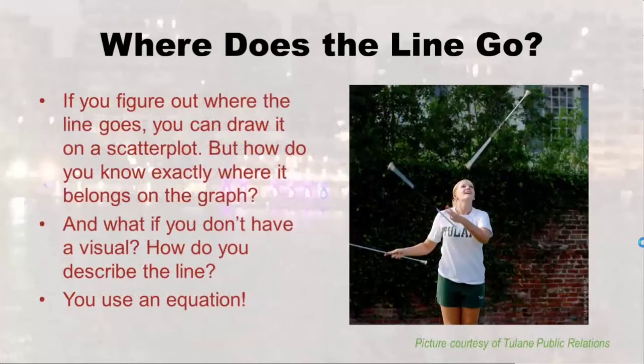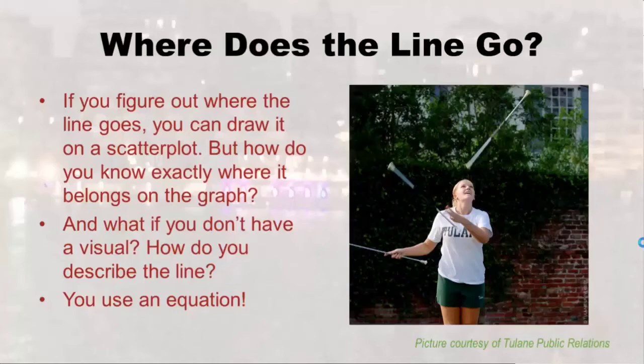So the trick is, if you can figure out where the line goes, you can draw it on the scatter plot and be right. But there is a challenge of knowing exactly where it belongs on the graph. And then also, you're probably realizing you don't always have a graph to draw it on. Like maybe you need to talk to somebody about where the line goes and you can't draw them a picture. So, how you explain where the line goes is you use an equation.